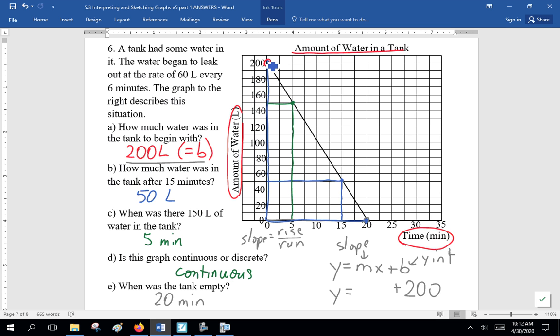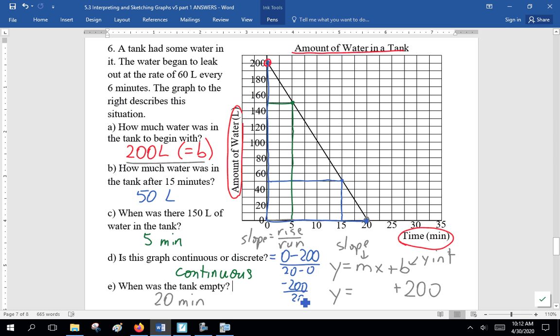So what is my rise there? I start at 200 and I go to 0. Now note here, final is 0. My initial is 200. So that's minus 200 is my rise. Now my run, I start at 0 and go to 20. So that's 20 minus 0, or minus 200 divided by 20.